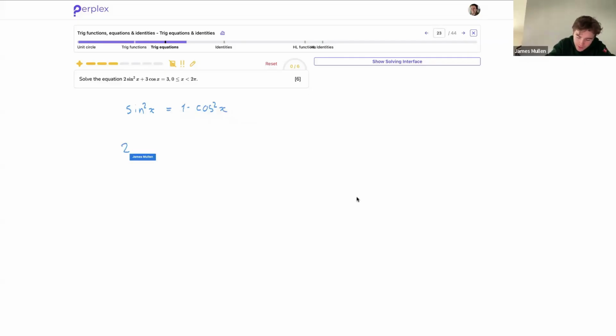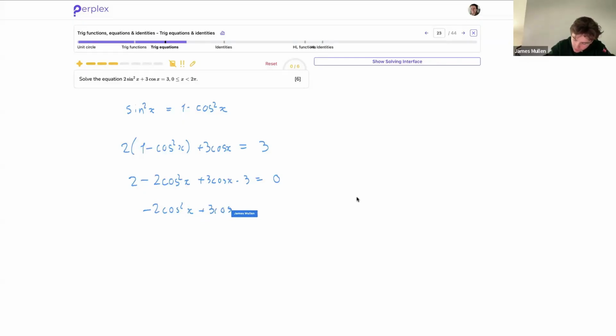It means that I have 2 times 1 minus cos squared of x plus 3 cos x is equal to 3. All right, so that makes 2 minus 2 cos squared of x plus 3 cos x minus 3 is equal to 0. If I rearrange everything, negative 2 cos squared x plus 3 cos x minus 1 is equal to 0, okay?